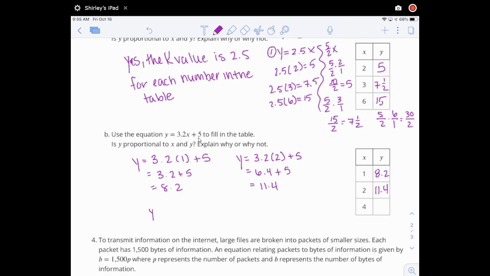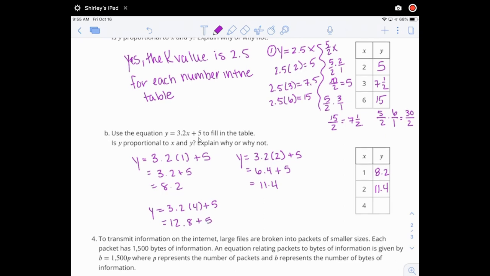So then we get y equals 3.2 times 4 plus 5. 4 times 3 is 12. 0.2 times 4 is 0.8. So I have 12.8 plus 5, which is 12 plus 5 is 17.8.